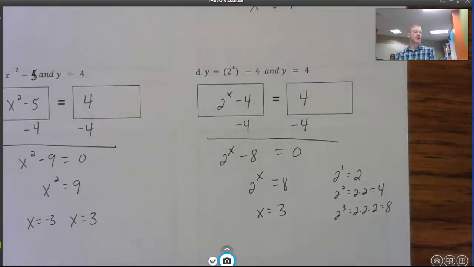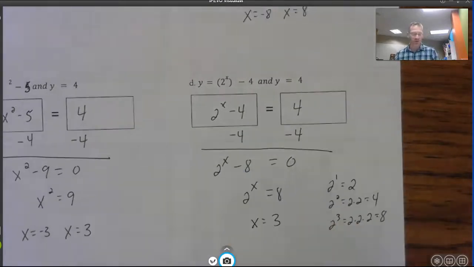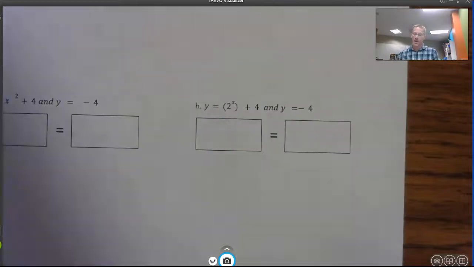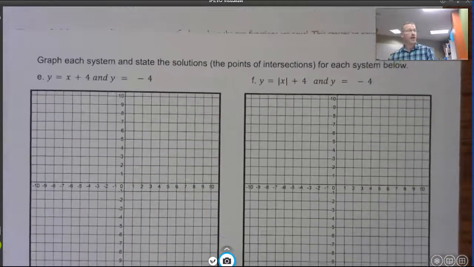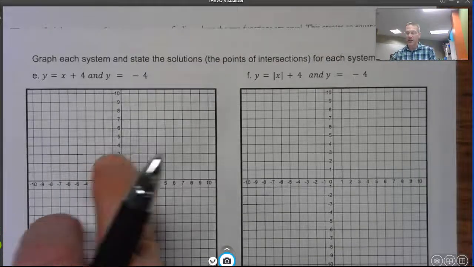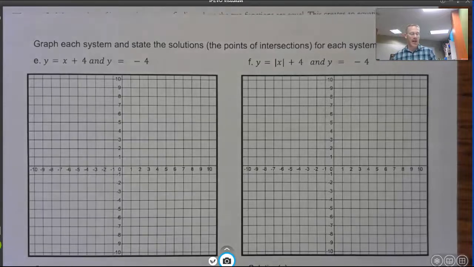So you can see that we're really doing the same thing we did yesterday, but we're adding this one little additional step here. So now let's go to page 16. Once again, I want you to go ahead and graph E, F, G, and H here. Find those points of intersection if they exist. Flip the video back on and we'll see how you did.